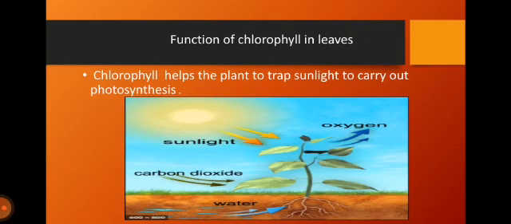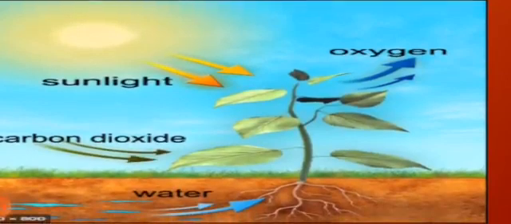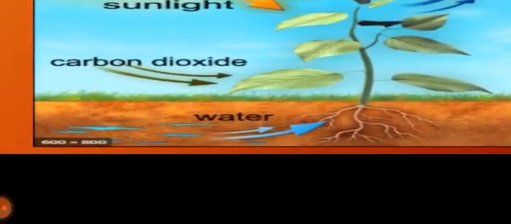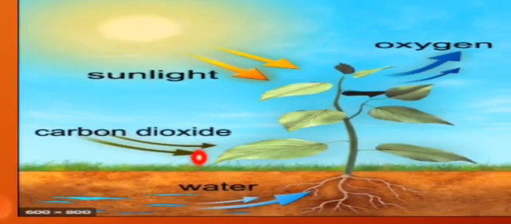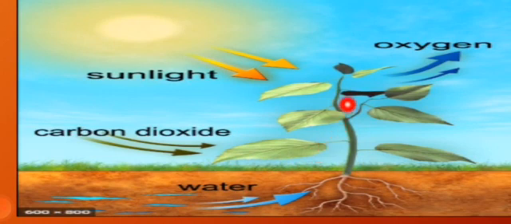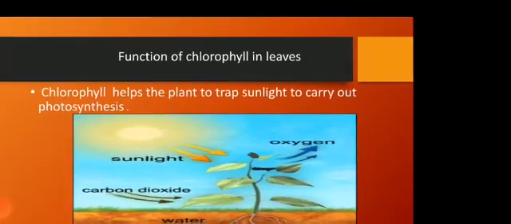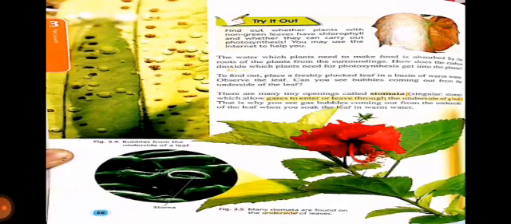Now again look at the process. Here the sunlight enters the leaf, carbon dioxide gas from the air enters the leaf, water enters the roots of the plant and goes inside the leaves. When photosynthesis takes place, oxygen gas is given out and food is made inside the leaves of the plant. Now we are going to start today's lesson.